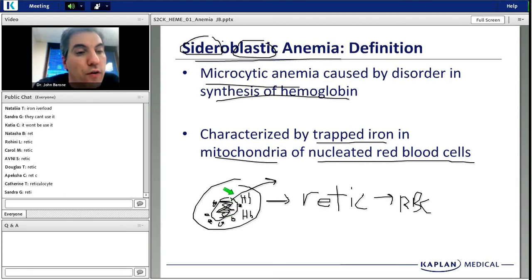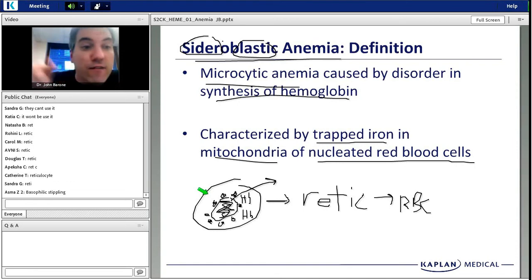Now we're going to call this cell a ringed sideroblast because it's packed with iron. Ringed sideroblast. Ring of iron. Now make me proud. Make me proud to see a ring of iron. Nemo, it's the ring of iron.